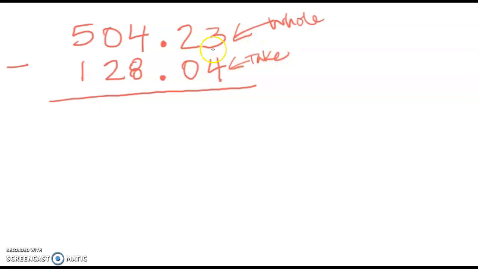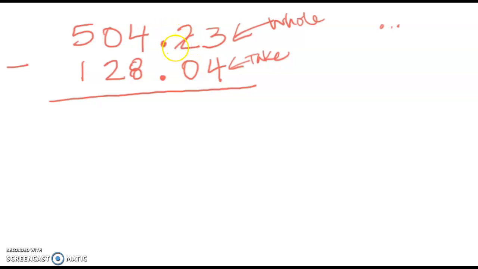I always start with my lowest place value. I have 3 hundredths. I'm taking away 4 hundredths. If I have 3, I cannot take away 4. I only have 3. So I know I'm going to have to borrow. When I borrow, I go to my next place value, not all the way over here, just to my next place value, and I say, okay, do I have enough? Yes, I have enough to borrow.